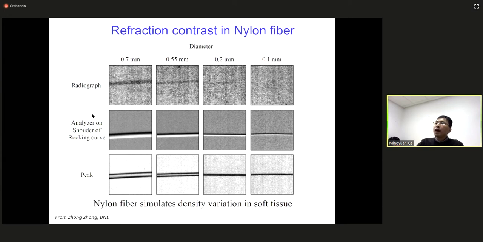But if we do the analyzer-based imaging, the contrast we get is very clear to see the fiber structure, the wall of the fiber and the internal empty space. And even for 0.1 millimeter, we can still clearly see the position of the nylon fiber, although the internal structure is missing. But this is really an advancement compared to the previously introduced absorption contrast imaging.